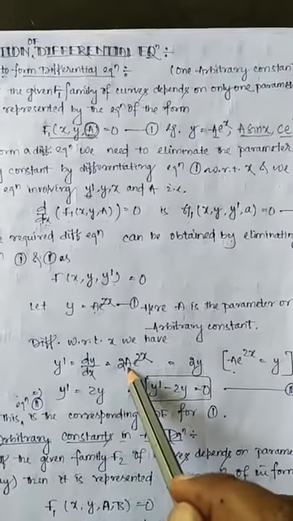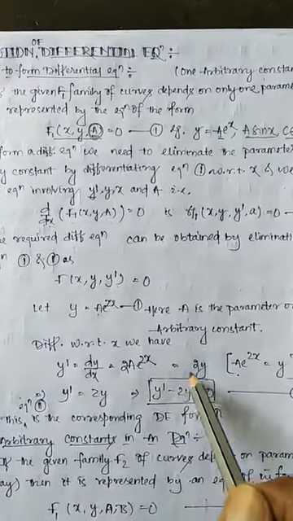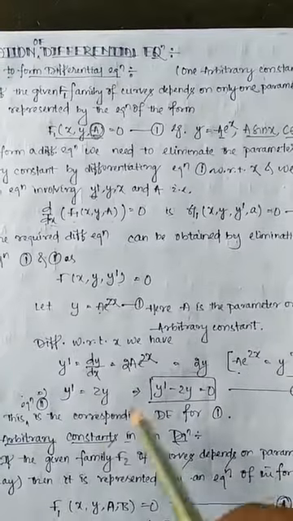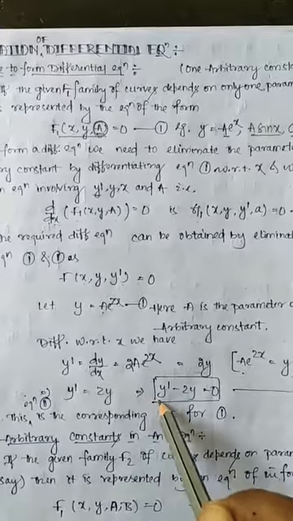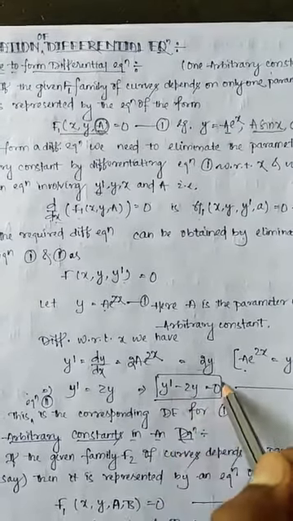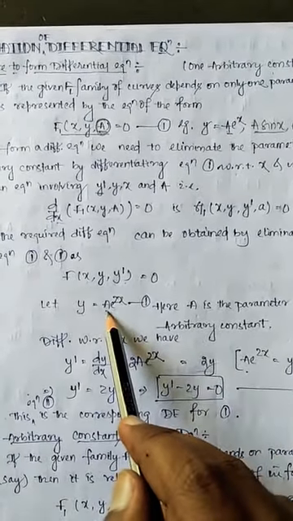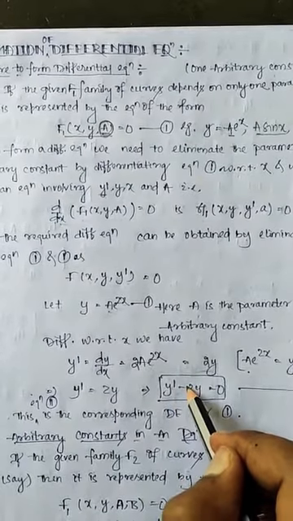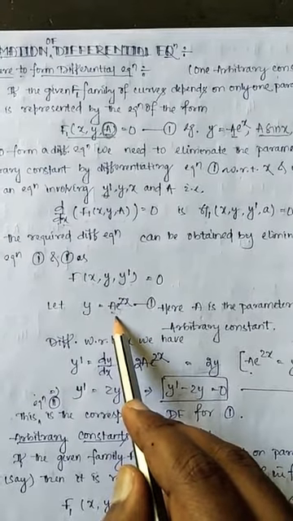So in the place of a e^(2x), we can substitute the value y. That's why I have written 2y, as the value is given. So y dash = 2y, or y dash minus 2y = 0. Here in this differential equation, it doesn't involve the arbitrary constant a. That's why this is the corresponding differential equation for y = a e^(2x).